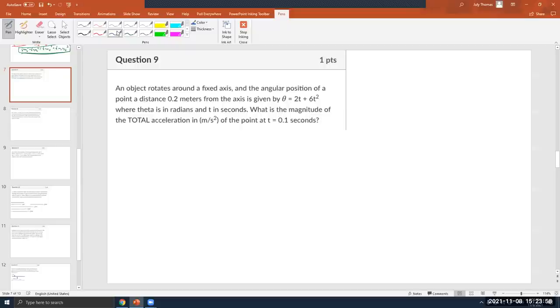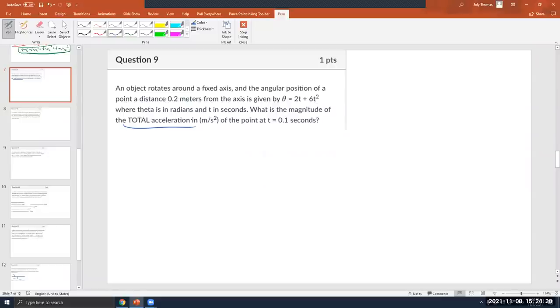So we have an object that is going to rotate around a fixed axis. We're given the angular position. This is a good one. Given the angular position as a function of time, and then we're asked for the magnitude of the total acceleration. This is why I wanted to do this problem, because a lot of people on the quiz had trouble understanding what the different types of accelerations were.